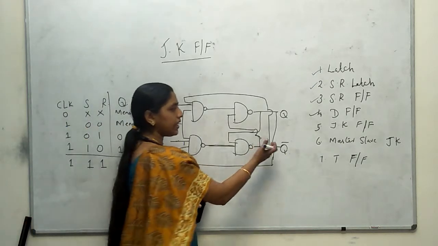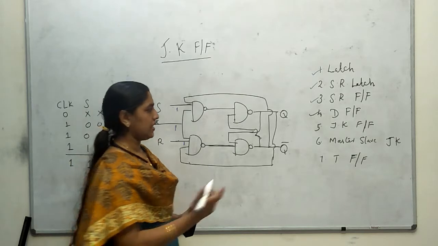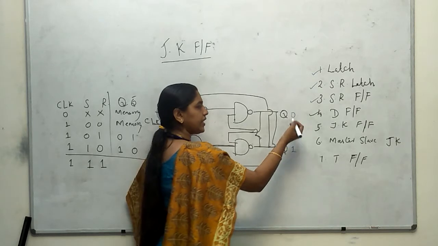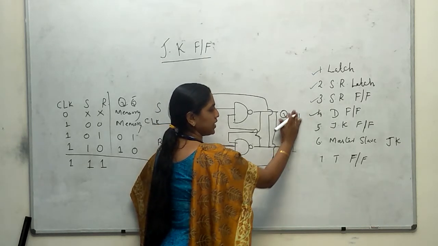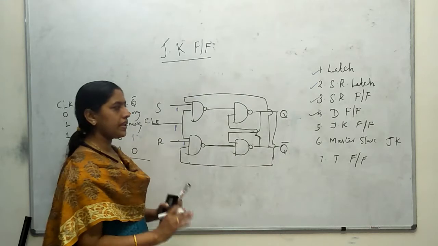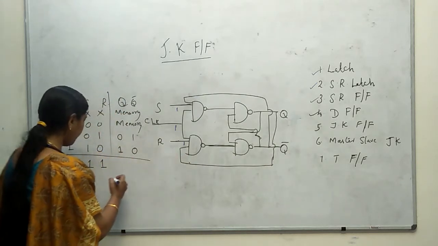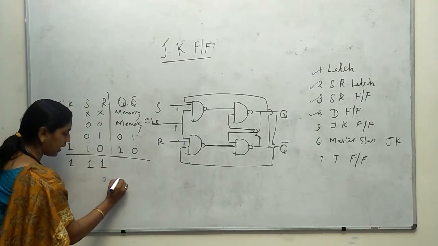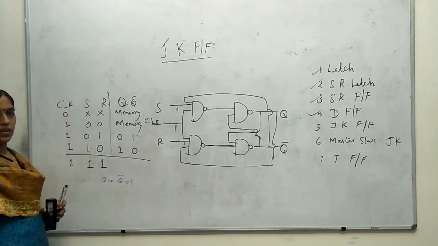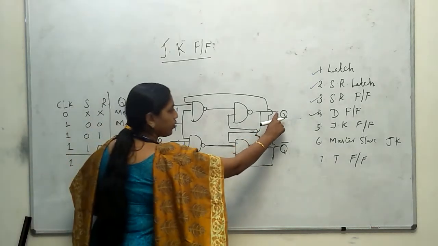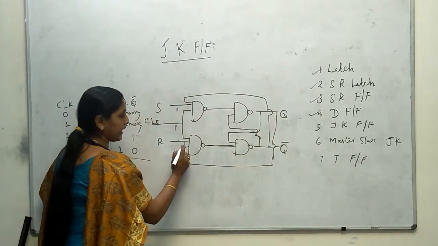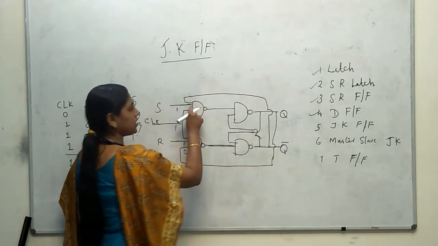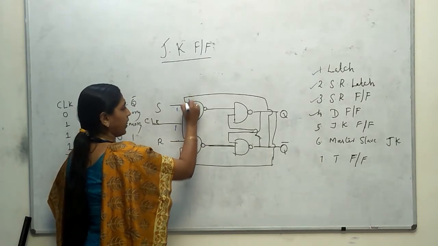In the output we can have two different cases. We can have Q equal to 0 and Q bar equal to 1, or the other case, Q equal to 1 and Q bar equal to 0. Let us assume that the previous output, when S and R are equal to 1, is Q equal to 0 and Q bar equal to 1. Q equal to 0 is given back to this gate, so this input will be 0. Q bar equal to 1 is given to this input of this gate, so this is equal to 1.